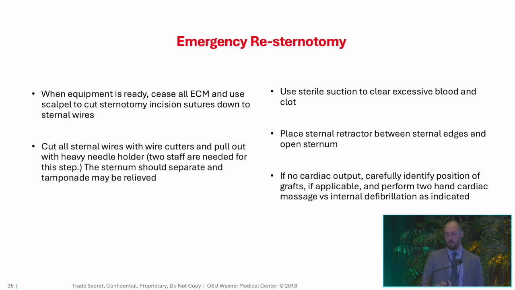But you get down to the wires. One person grabs the wire with the wire holder, and the other person cuts the wire, and as they cut it, you pull it out. And then generally, once you get all 5, or usually it's around 5 sternal wires removed, if it's a pure tamponade event, the sternum sort of falls open, especially if it was a pretty recent sternotomy, which most of our cardiac arrest patients are. It will fall open, and usually if it's tamponade, it can be relieved simply by that.